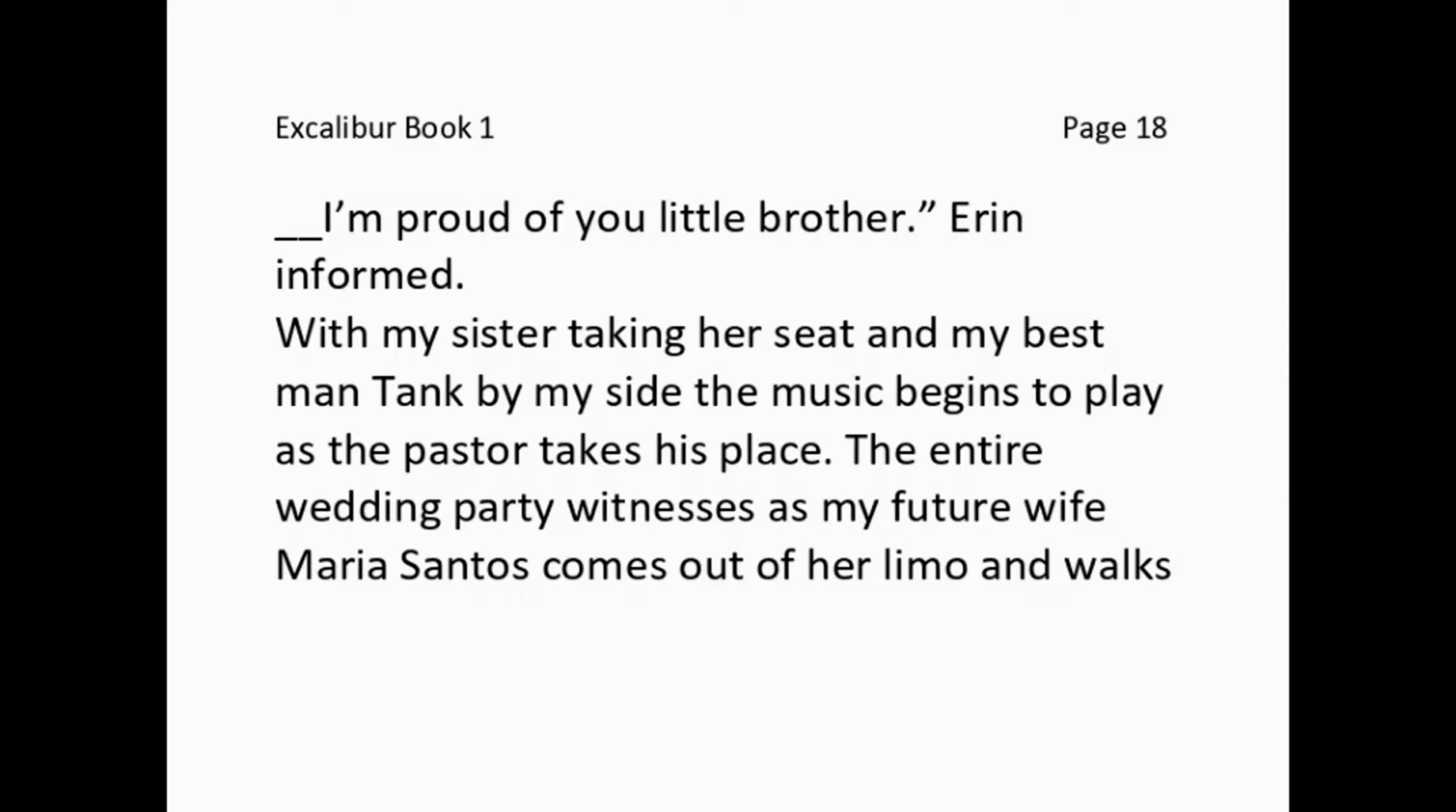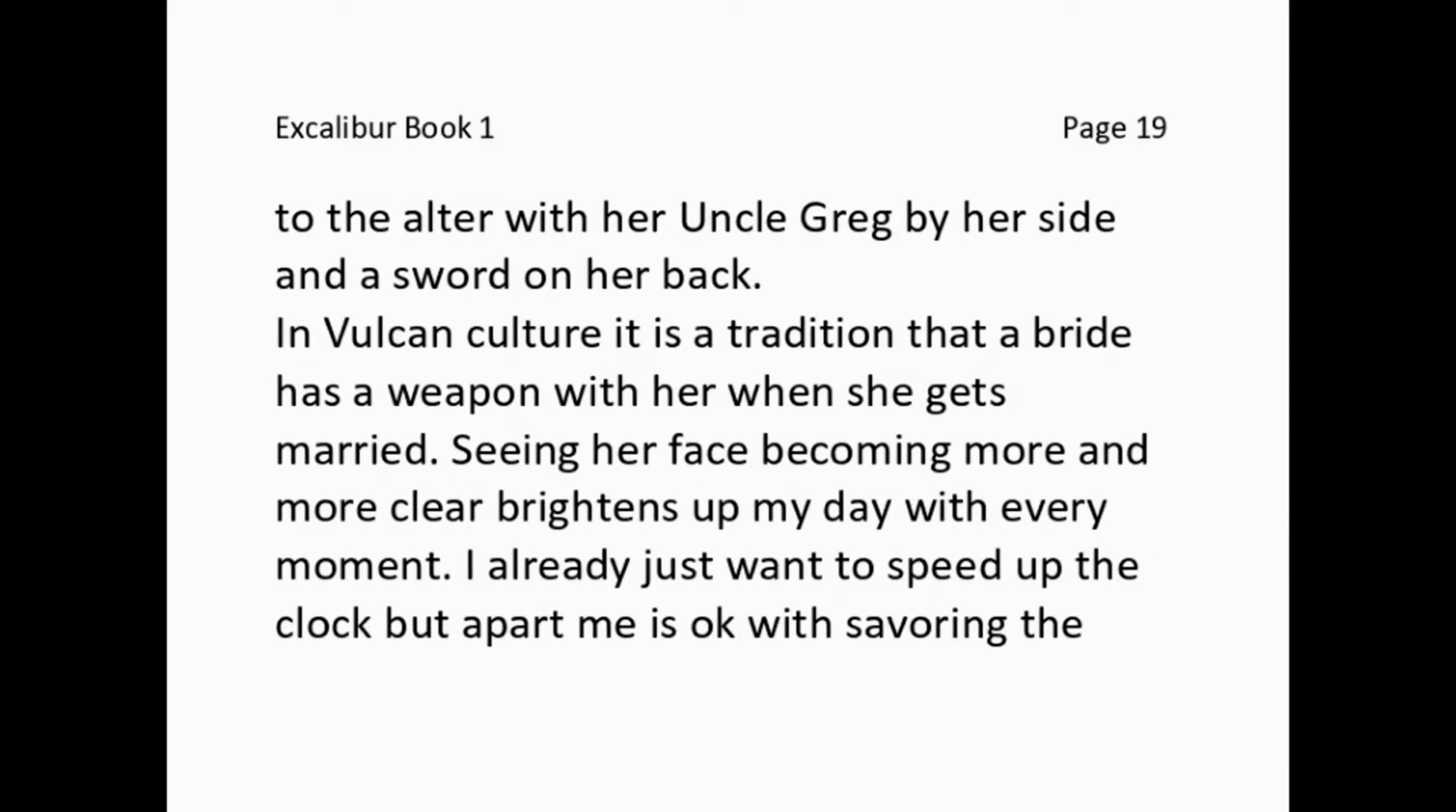With my sister taking her seat and my best man Tank by my side, the music begins to play as the pastor takes his place. The entire wedding party witnesses as my future wife, Maria Santos, comes out of a limo and walks to the altar with her uncle Greg by her side and a sword on her back. In Vulcan culture, it is a tradition that a bride has a weapon with her when she gets married. Seeing her face becoming more and more clear brightens up my day with every moment. I already just want to speed up the clock, but a part of me is okay with savouring the moment.